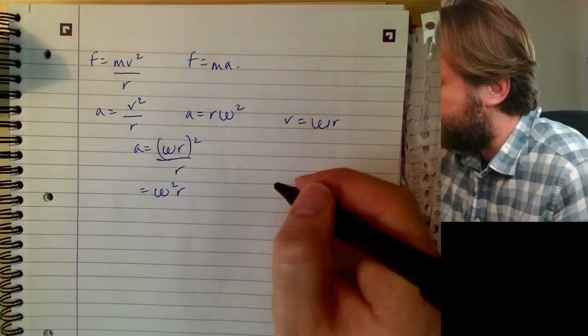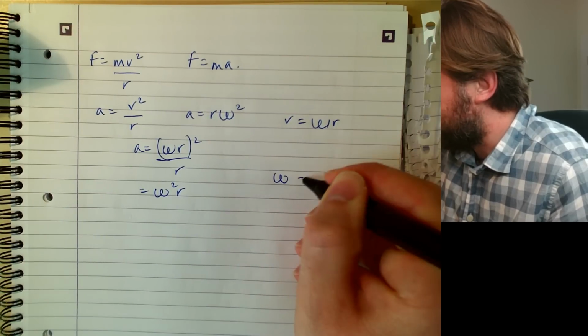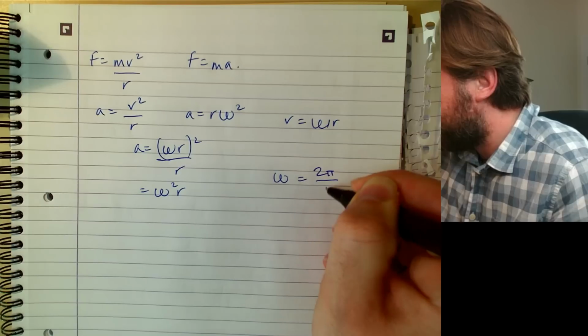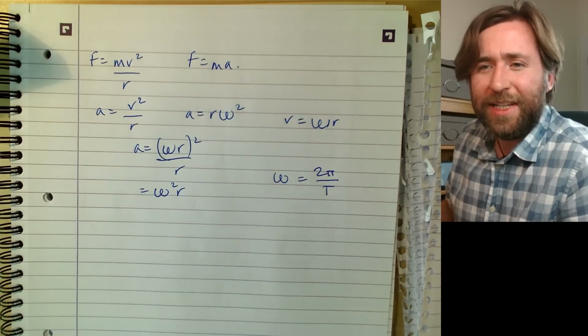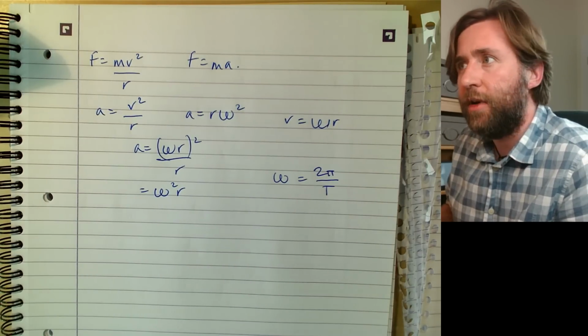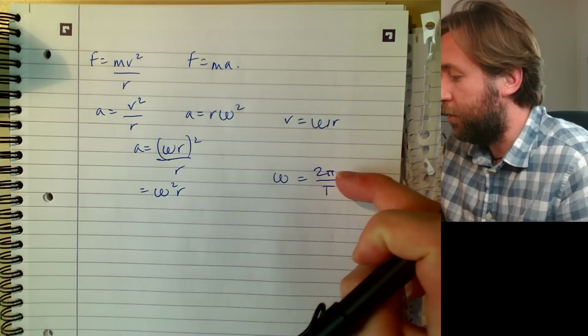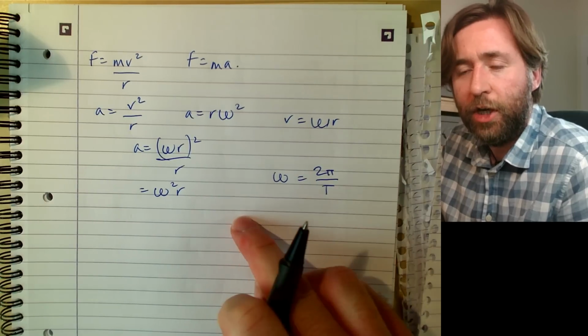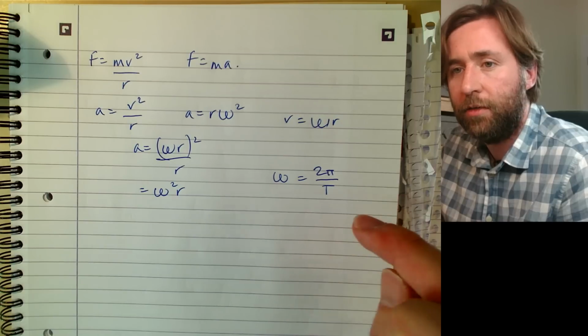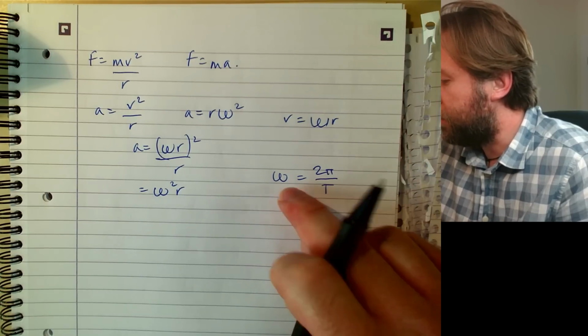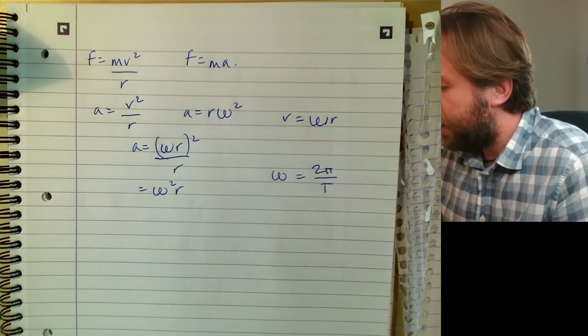If we write an expression for omega, which is defined as 2 pi over the time period, okay, because omega is angular velocity, it's how many radians per second something is doing. So if the time period is doing a full circle or a full SHM cycle, then 2 pi over T gives you this in radians per second.